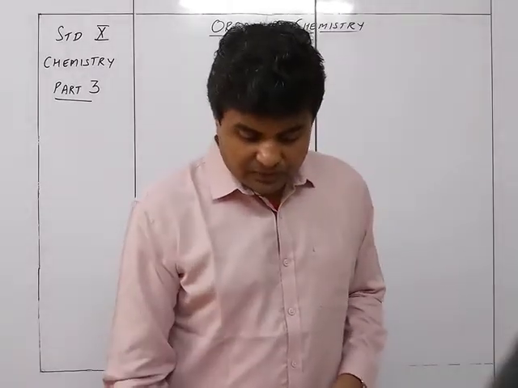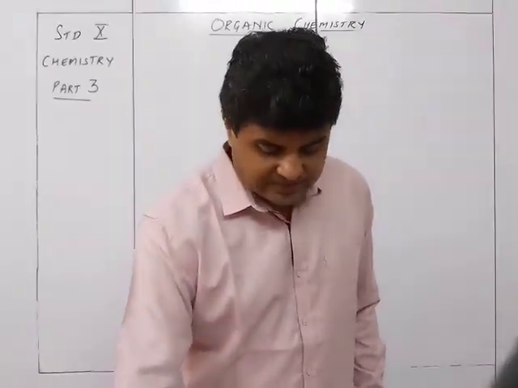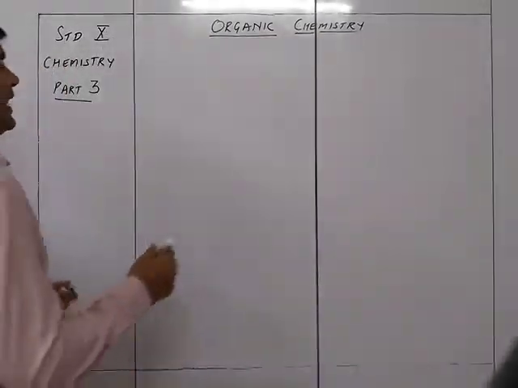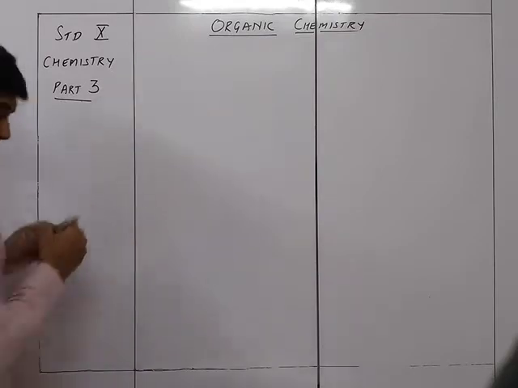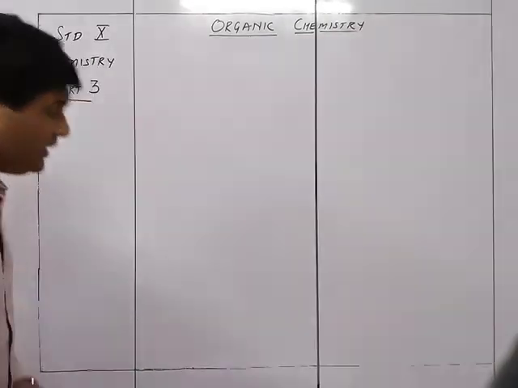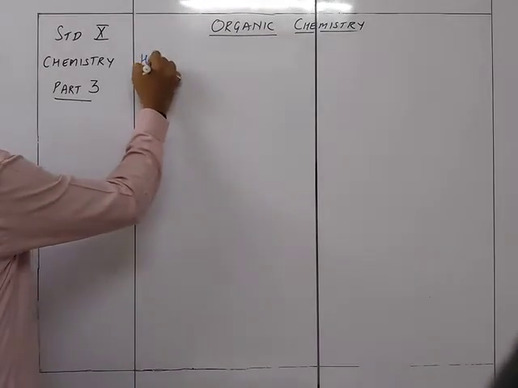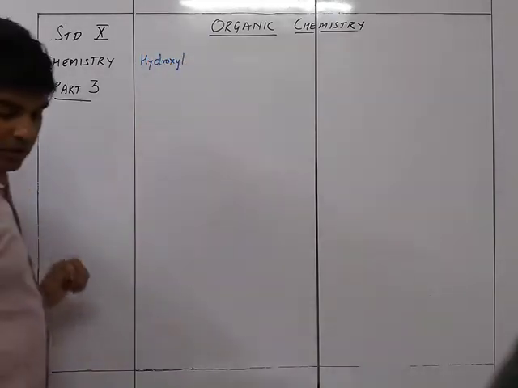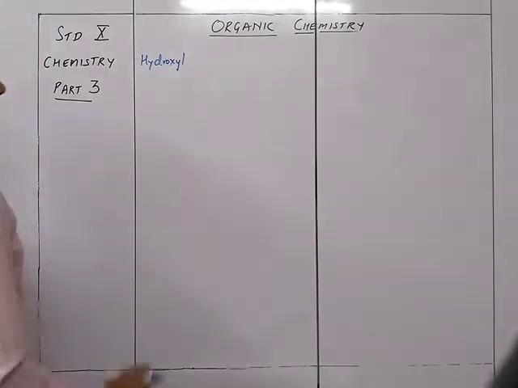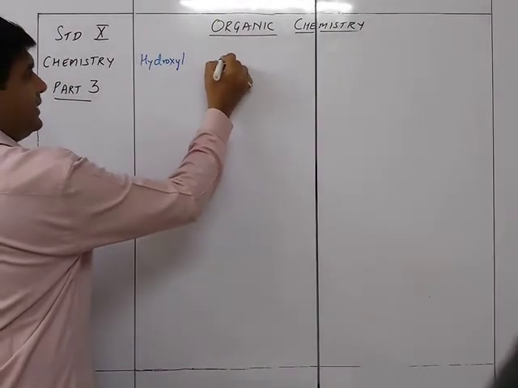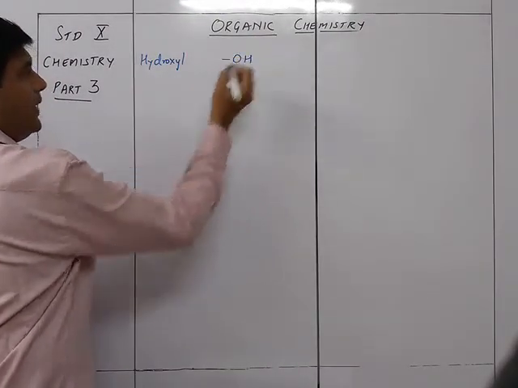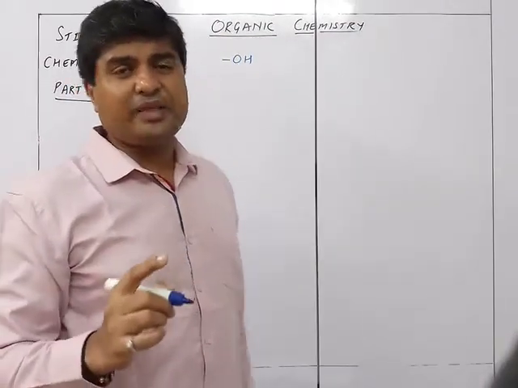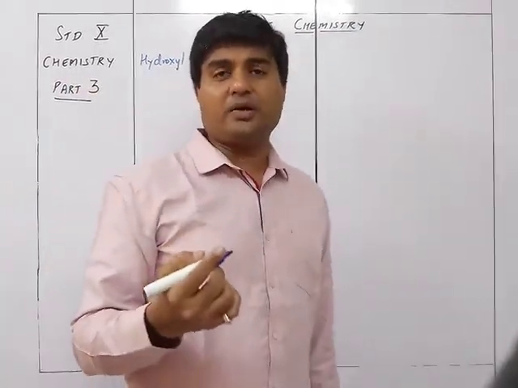So the first functional group we can see is the hydroxide. Hydroxide is the OH group. The functional group over here is OH, which is going to be added to that particular compound.